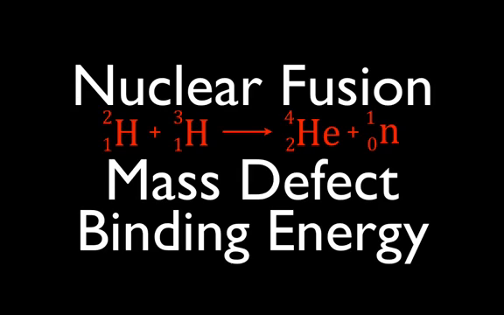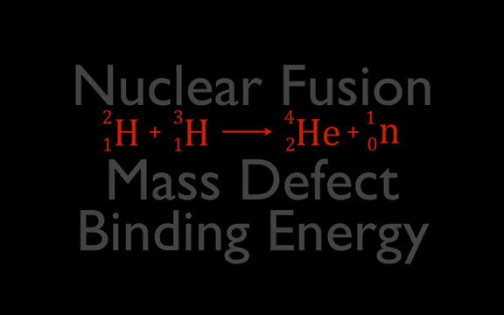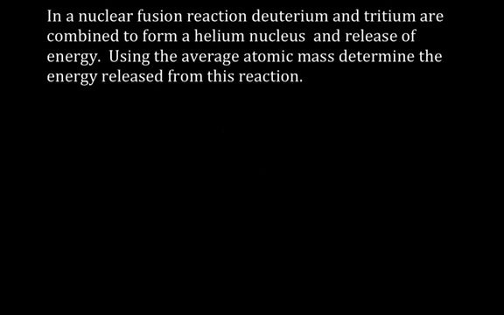Okay, as you can see in today's video, we're going to go over nuclear fusion and mass defect and binding energy when we combine a hydrogen 2, which is known as a deuterium, and a hydrogen 3 atom, which is known as a tritium. And when we do that, we're going to get a helium 4 and a neutron. And this is nuclear fusion, and this is what occurs in the sun.